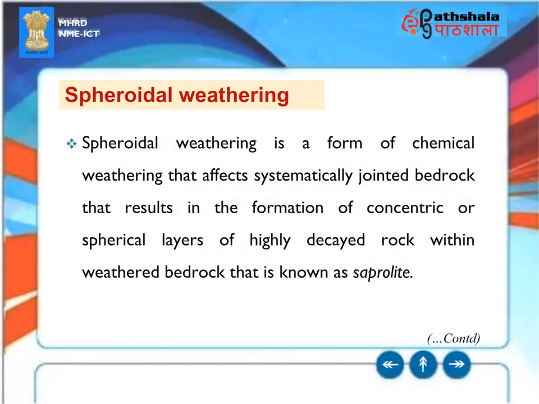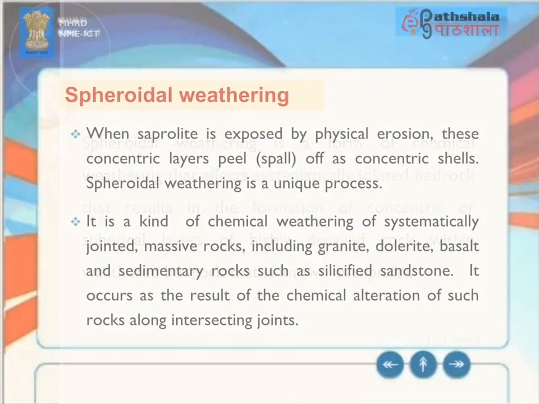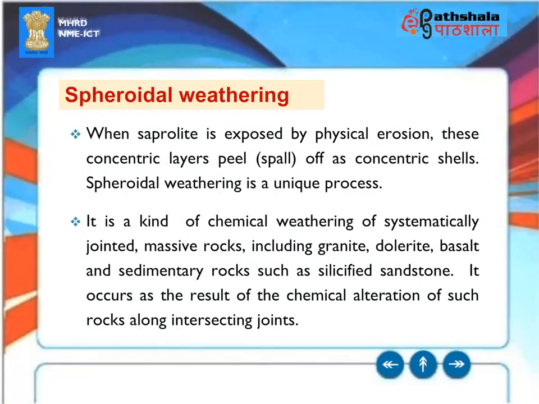Spheroidal weathering. Spheroidal weathering is a form of chemical weathering that affects systematically jointed bedrock and results in the formation of concentric or spherical layers of highly decayed rock within weathered bedrock, known as saprolite. When saprolite is exposed by physical erosion, these concentric layers peel or spall off as concentric shells. Spheroidal weathering is a unique process.